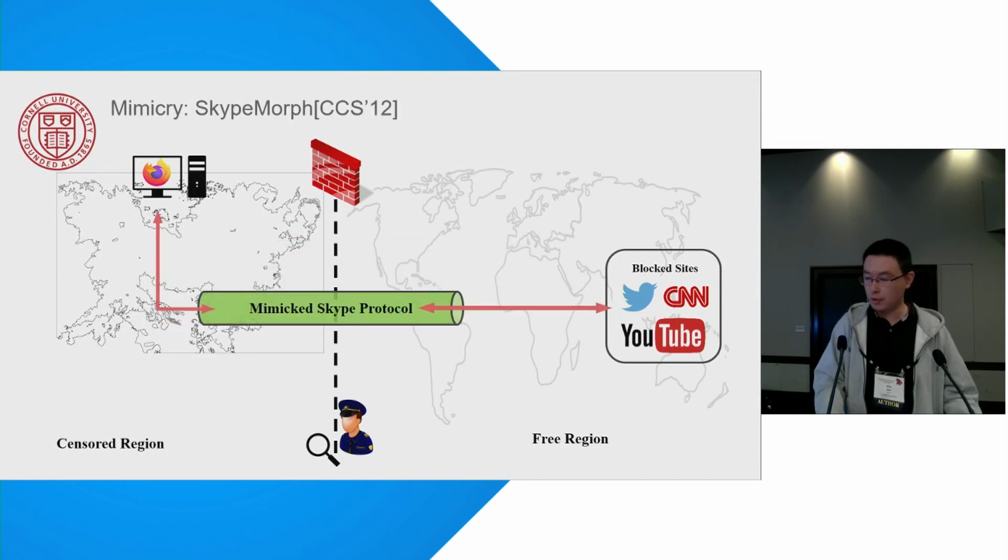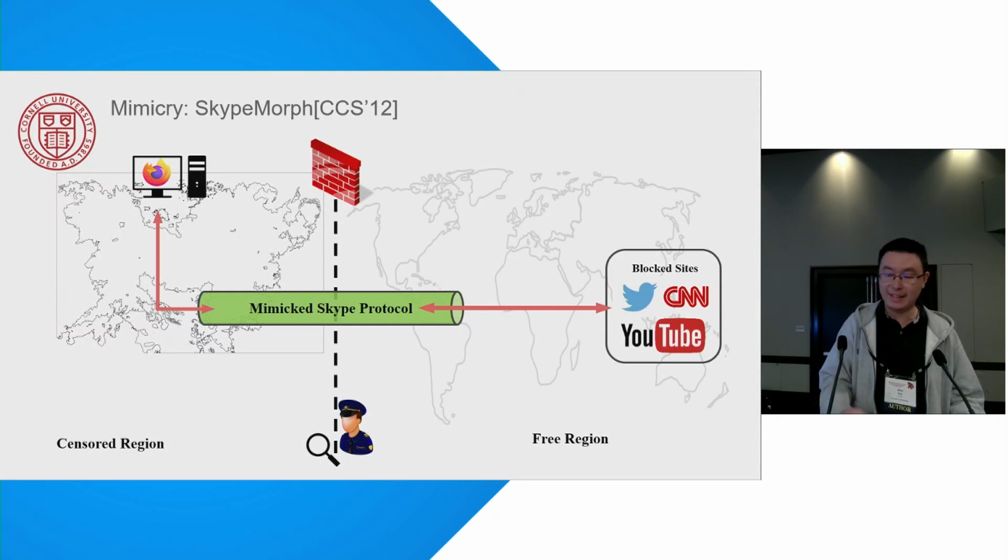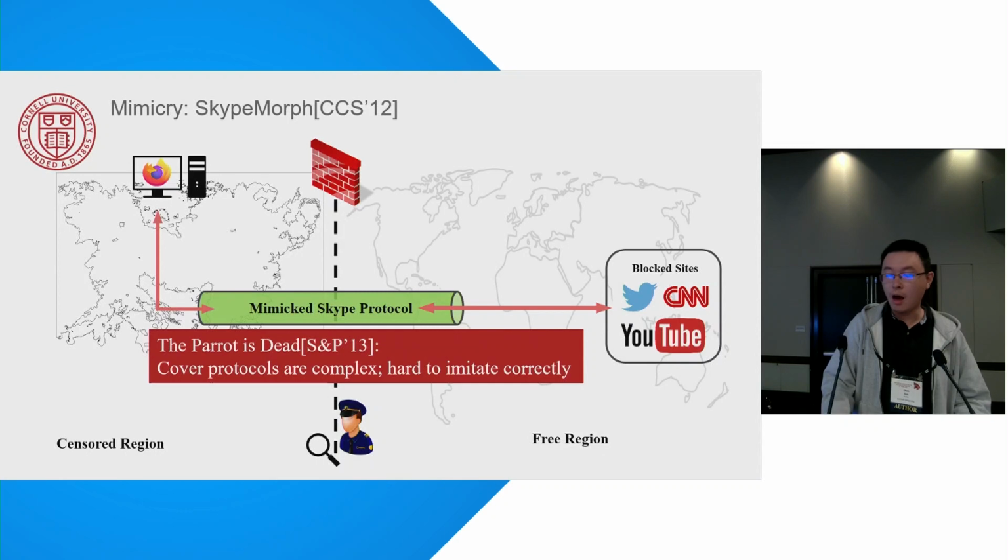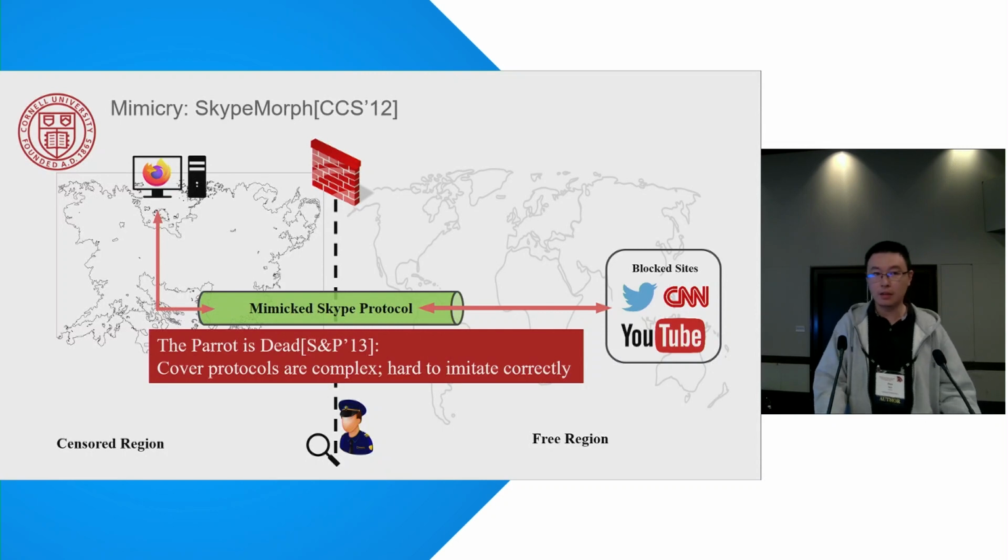One approach is to imitate the communication channel of an existing application, for example, Skype. The user sends covert data using a mimicked Skype protocol. However, high-fidelity imitation of a complex application requires mimicking its correct behavior in any situation, including dynamic responses to network conditions, as well as bugs in implementation. Therefore, it is hard to imitate correctly.